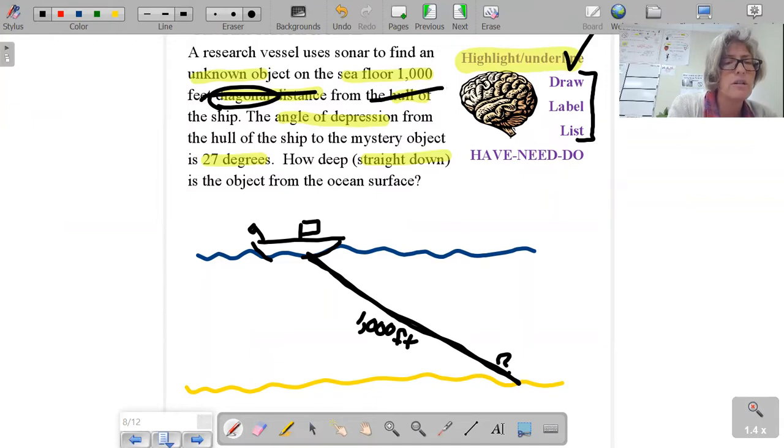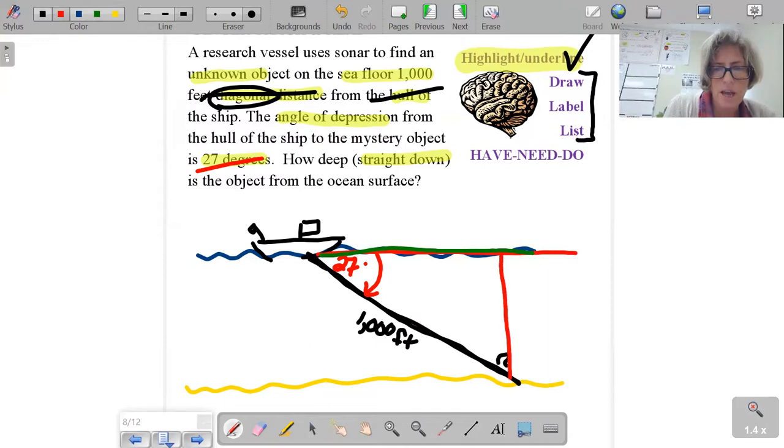Angle of depression, that's going to be at a horizontal going downward. So that angle of depression is 27 degrees. And we're being asked to find straight down the depth. And like altitude, when you're dealing with airplanes, depth in the ocean is always straight down from the surface. It makes a right angle. There is our unknown.